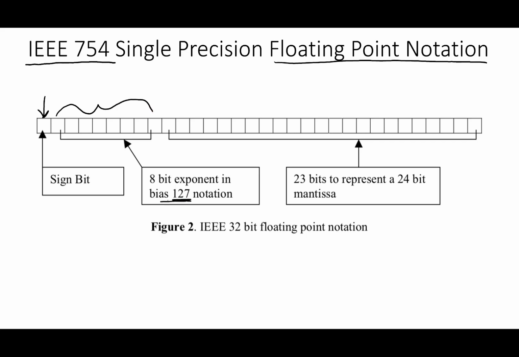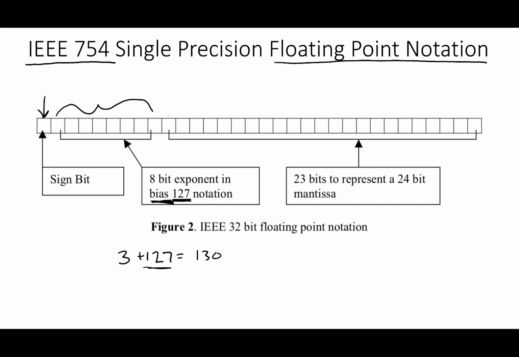And notice how this is using bias 127. What that means is that we've taken our exponent and added 127 to it and then converted that to binary. So for instance, if our exponent is 3, we've taken 3 plus 127, and that's equal to 130. The exponent that we're going to put in this 8-bit field is going to be written with this bias 127 notation.